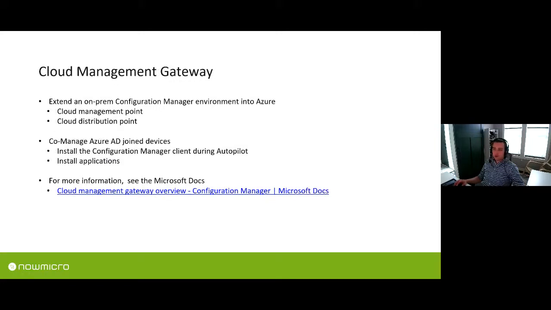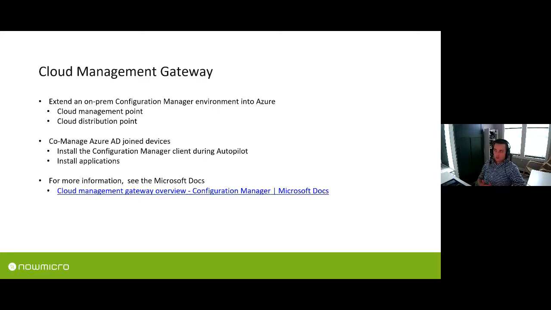And then the last thing I want to touch on is the Cloud Management Gateway. So this is a way of extending your on-prem Configuration Manager environment into the cloud. When you implement a Cloud Management Gateway, one or more virtual machines get spun up in Azure. And then on those virtual machines, you install a management point role and a distribution point role. And then devices that are remote, as long as they have an internet connection, can communicate with Configuration Manager through the CMG. So this can also be used for co-management.